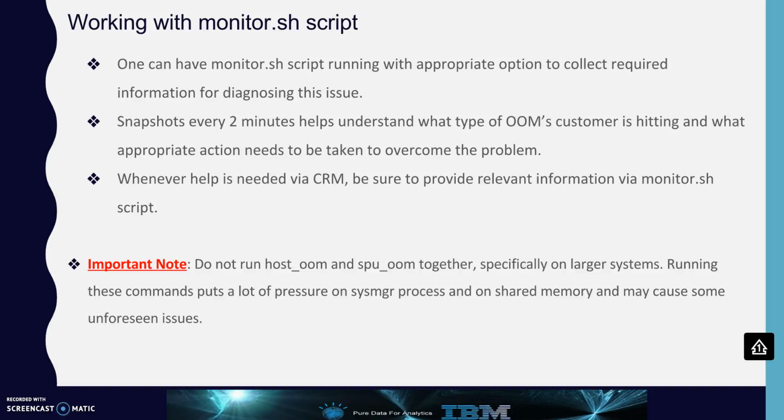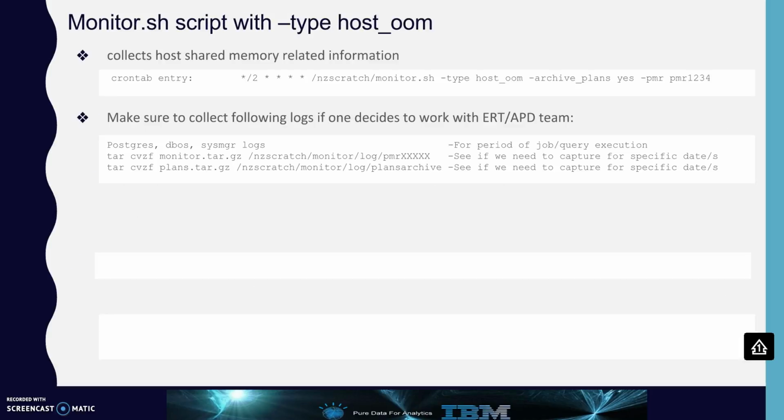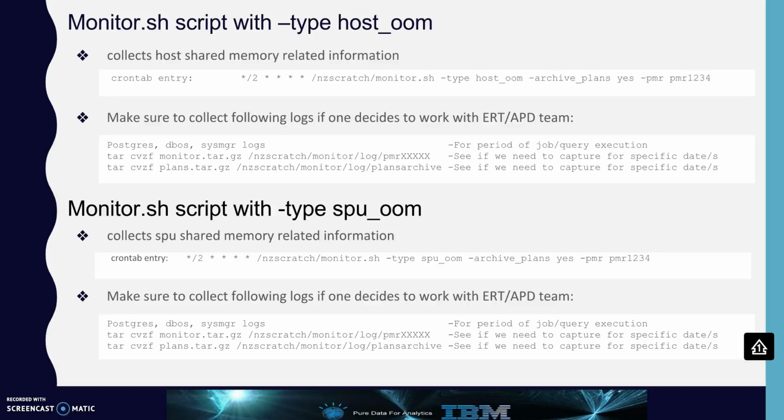Whenever help is needed via CMR, make sure to provide relevant information via the monitor.sh script. Important note: do not run host booms and spool booms together, specifically on larger machines. Running these commands puts a lot of pressure on the manager process and on shared memory and may cause unforeseen issues. Here are the sample entries in crontab that one would make to collect relevant information. For host-based, here is the entry. Make sure to collect all the relevant information before opening the CMR. For spool booms, here is the cron entry and here is the log information that one will collect.